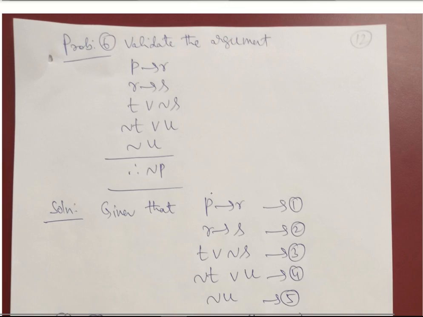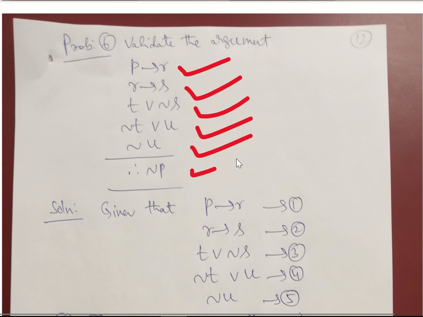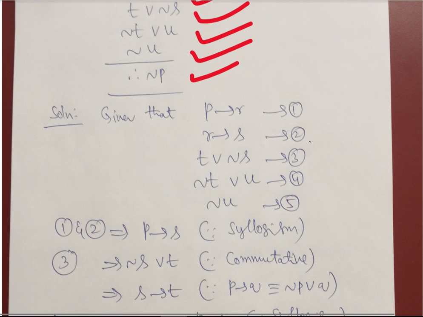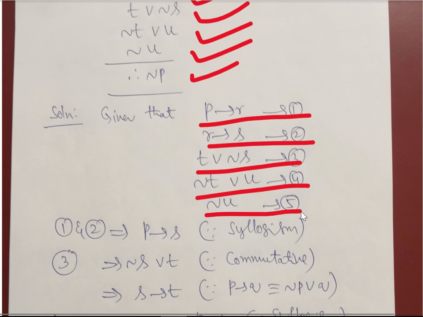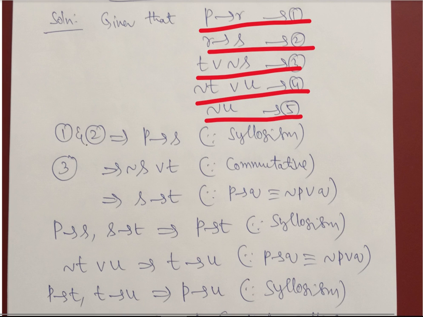Okay, now let us take one more example. P implies R, R implies S, negation S or T, negation T or U, negation U finally gives us negation P. Give numbers like this for your convenience. Now, from 1 and 2, what are 1 and 2? P to Q, Q to R. Using syllogism, you will get P to S. So 1 and 2 have been reduced to P to S.